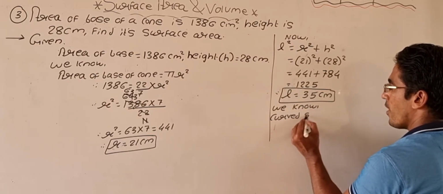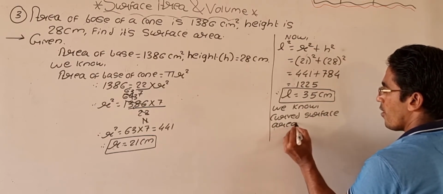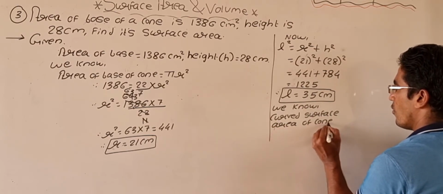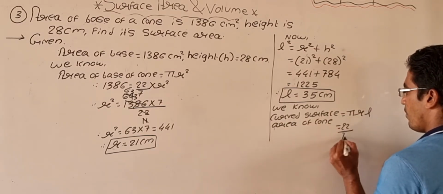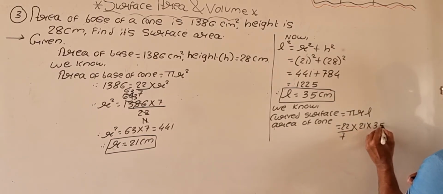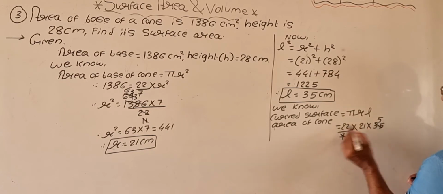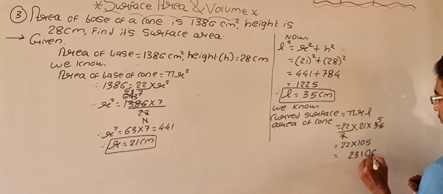Curved surface area of cone is equal to pi r L, 22 upon 7 into r 21 into L 35. 7 1s are 7, 7 5s are 35. 22 multiplied by 21 by 5, 105. 22 into 105 gives 2310 centimeter square.